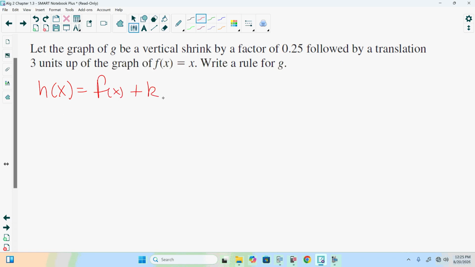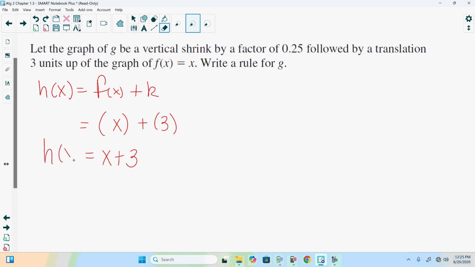I'm going to do the up and down, our vertical translation up 3 first. So it's still positive 3. F of x, our absolute value, it's just going to be our x. Replace f of x with x, k with 3, telling me that I have x plus 3. Then we're going to apply our vertical shrink of 0.25 to our h of x. So a is 0.25. H of x is our x plus 3.